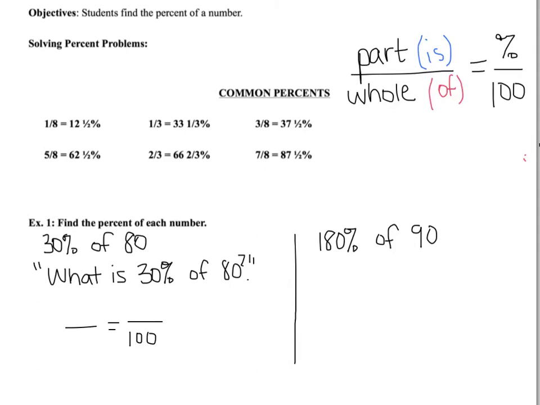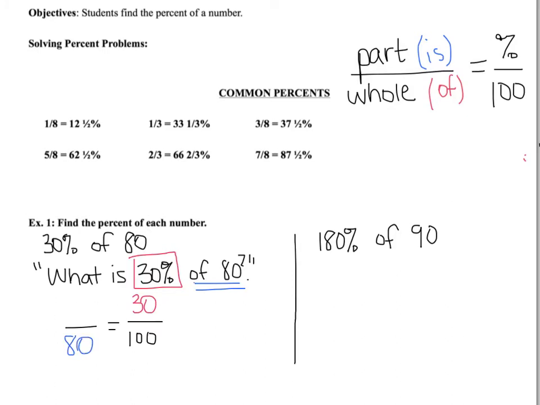Now I recommend that you find the number with the percent sign first because it always goes over 100. So here I've got 30%. When I write it over 100, remember I drop my percent sign because percent sign means out of 100. Next, I'm going to look at what I have left. I have of 80. Well, of 80, since of is next to 80, of is going to go on the bottom. So 80 is going to go on the bottom over here.